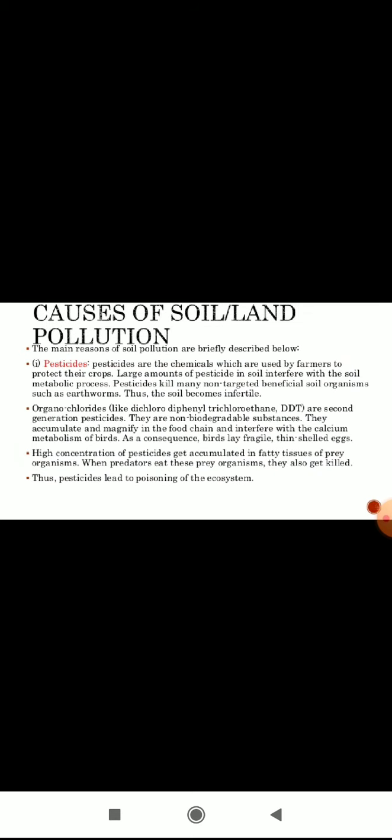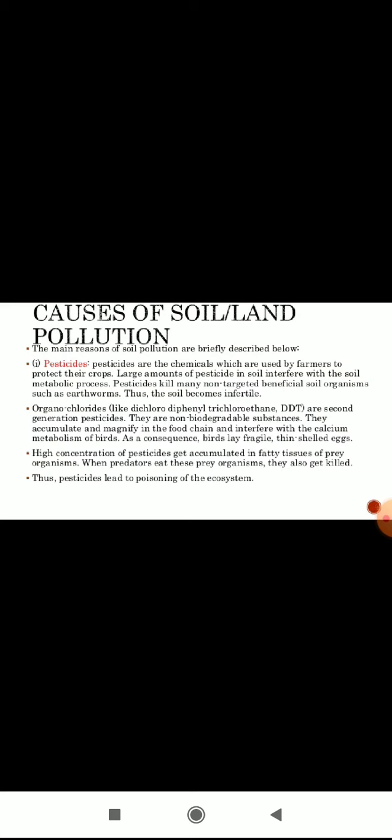Causes of soil and land pollution. The main reasons of soil pollution are briefly described below. First one is pesticides. Pesticides are the chemicals which are used by farmers to protect their crops. A large amount of pesticides in soil interferes with the soil metabolic process. Pesticides kill many non-targeted beneficial soil organisms such as earthworms, thus the soil becomes infertile.